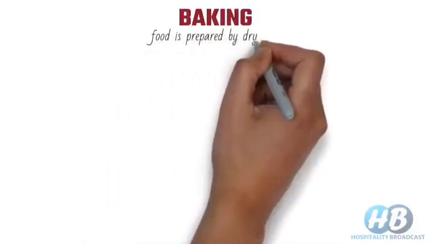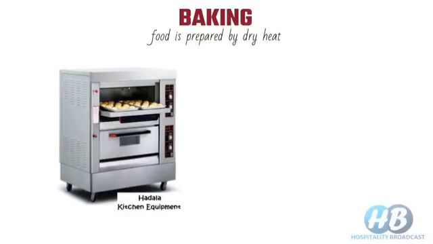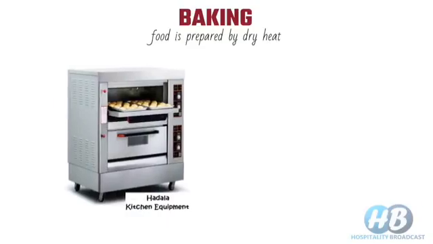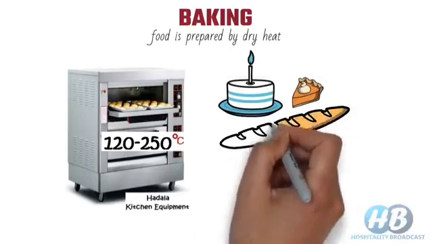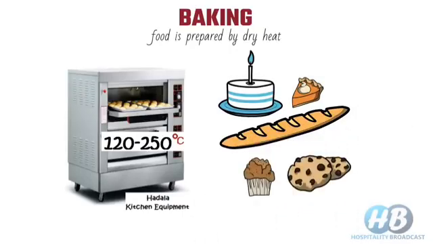Baking. In this method, food is prepared by dry heat, typically in an oven. Temperature normally varies between 120 to 250 degrees Celsius. Here, no additional fat is required to cook food. Some examples of baked items are cake, pastries, pieces of bread, muffins, etc.